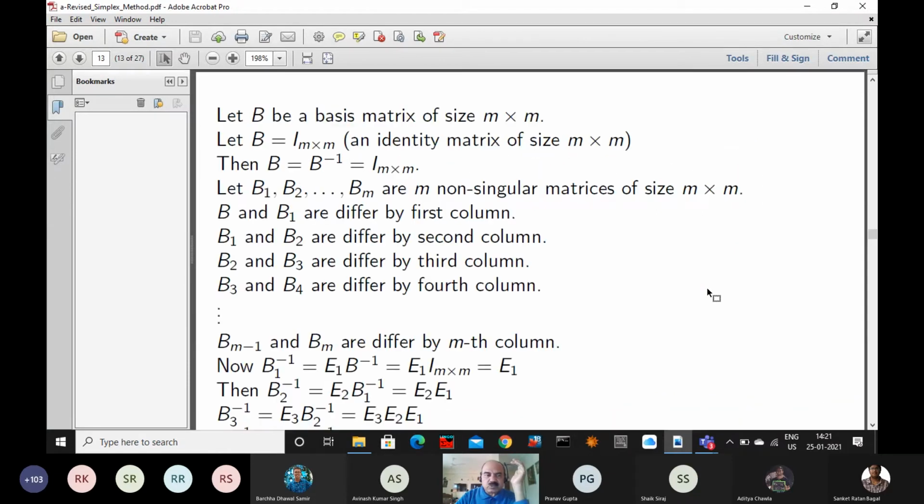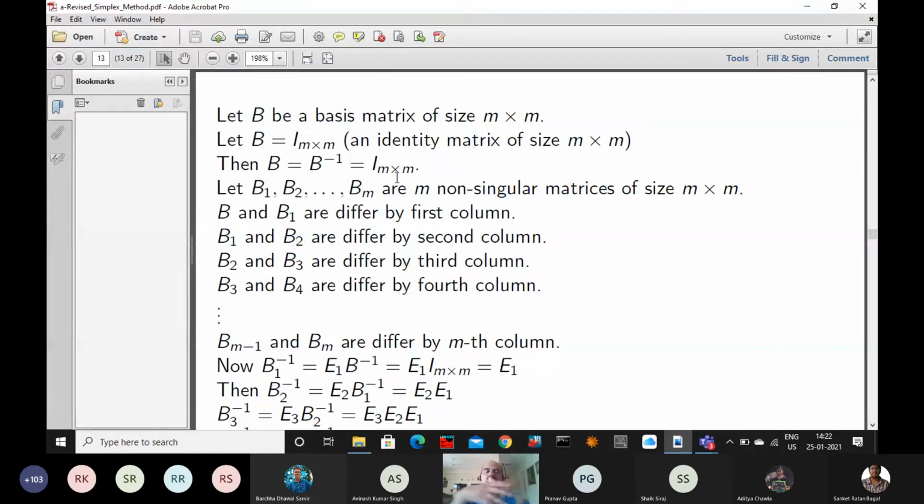So what is the simplex rule? The summary is like this. Let B be the basis matrix. What is the size? The size is M by M: M rows, M columns. It is a square matrix because it is, of course, non-singular. We are computing the inverse of a non-singular matrix. Initially, B and B inverse are the same. It is an identity matrix of order M. If M equals 2, it is a 2 by 2 identity matrix; if 3, 3 by 3; if 4, 4 by 4, and so on.